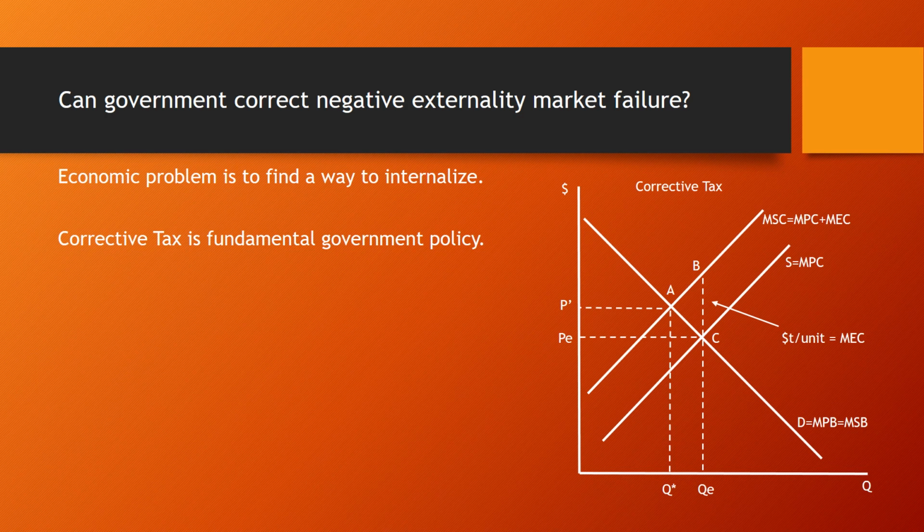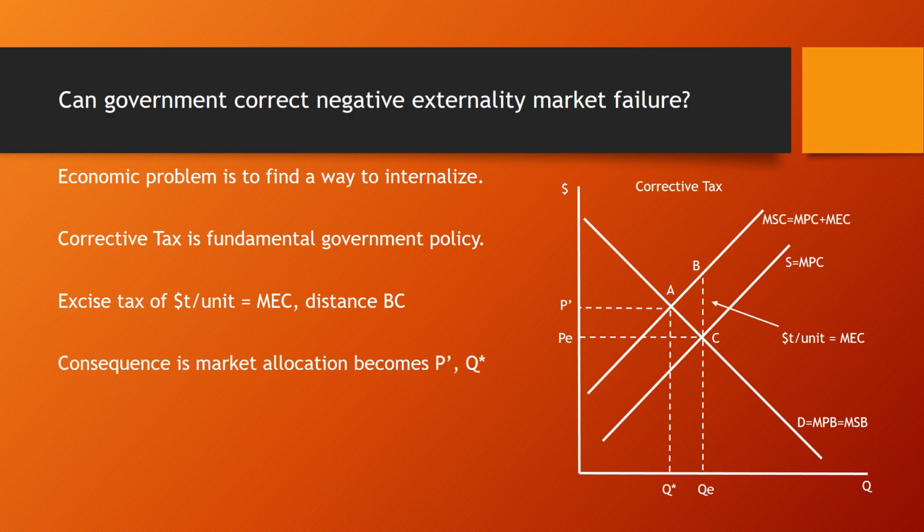The idea of the corrective tax is to have government impose an excise tax in the market associated with the negative externality. The excise tax would be $T per unit. The value of the $T would be equal to the marginal external cost, or equal to the distance between points B and C in the diagram. If this excise tax is imposed by government, it will cause the market supply curve to shift upward in a parallel fashion by the amount of the distance between B and C.